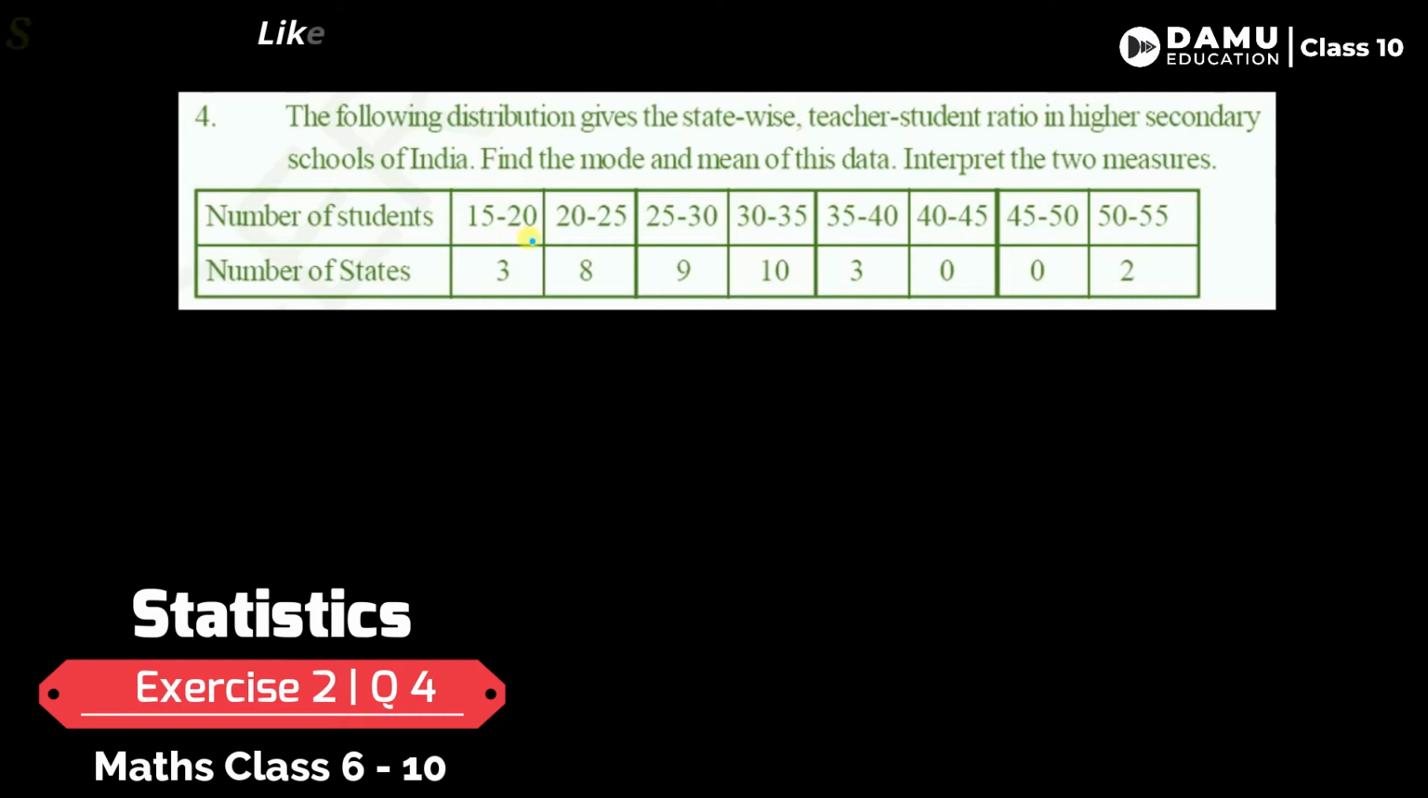So what they are given: number of students, and number of states. For number of students 15 to 20, how many states are there? 23 states are there. So like that they are given.